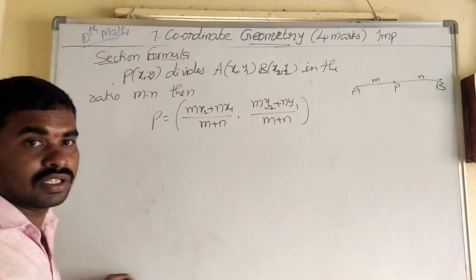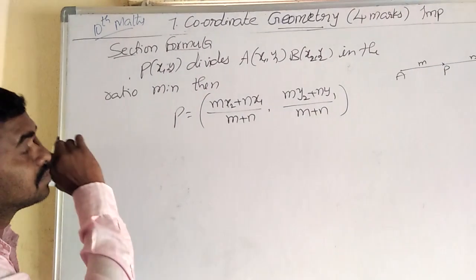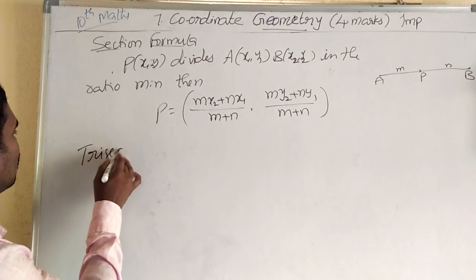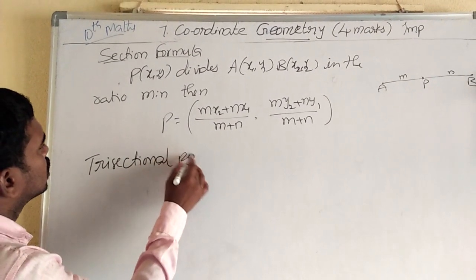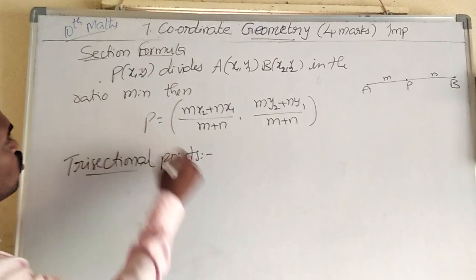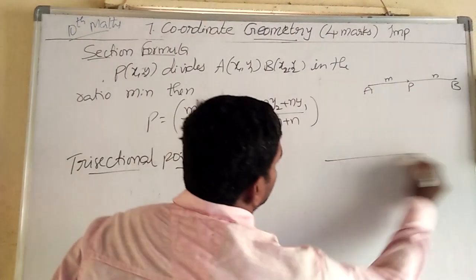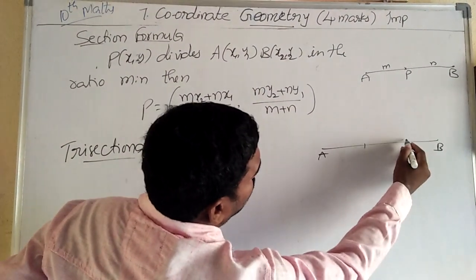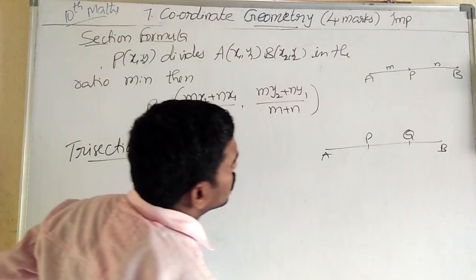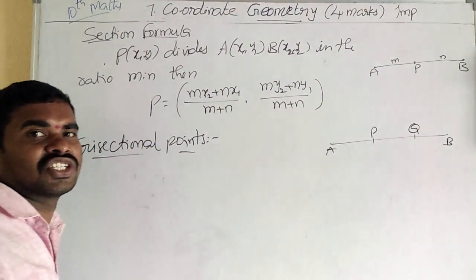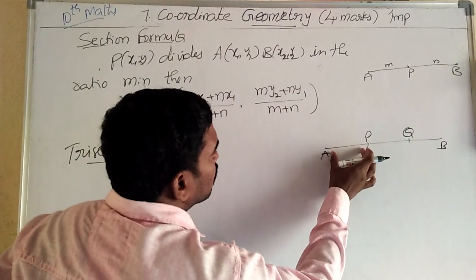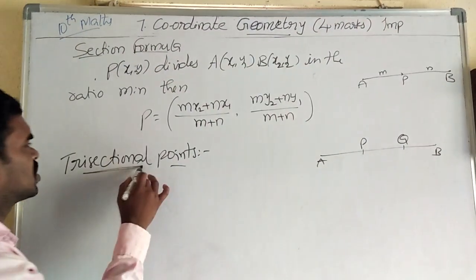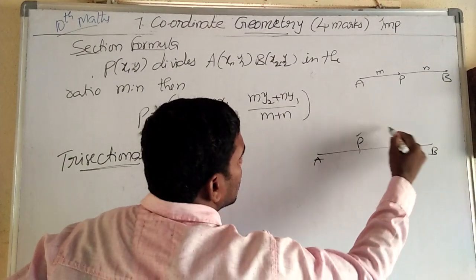Okay. Next, based on this, trisection points. Trisection points means what? Based on these two concepts, we can solve. Suppose AB is a line segment. For example, it is divided into 3 equal parts, and one is P, one is Q. So P and Q are called trisection points because the 3 parts are equal. So trisection points are P and Q.